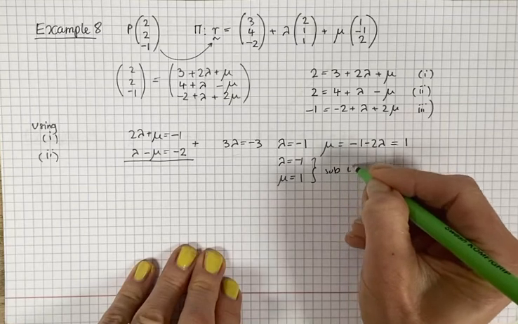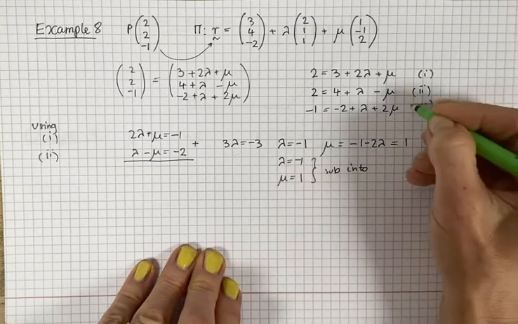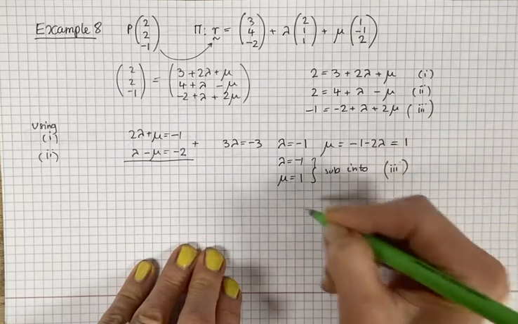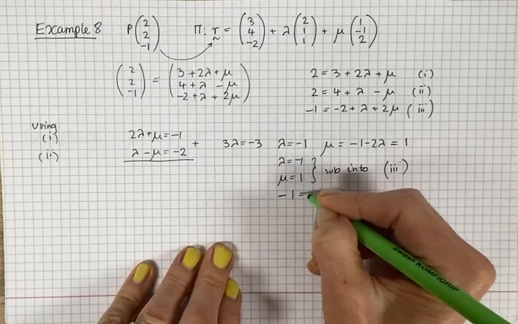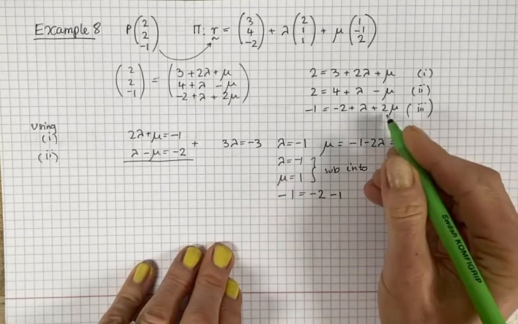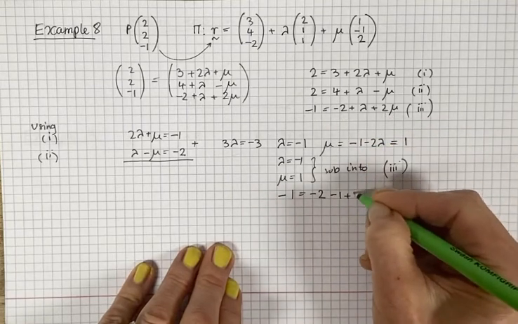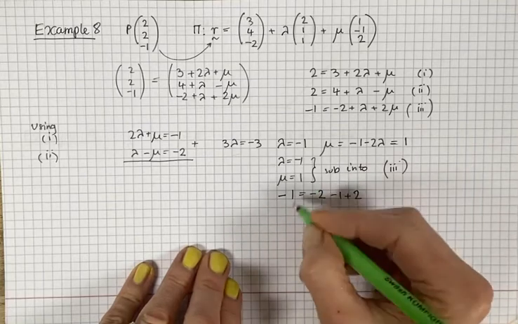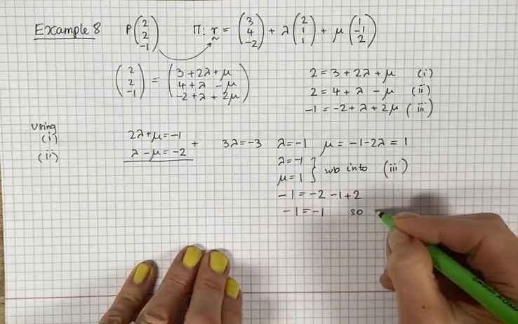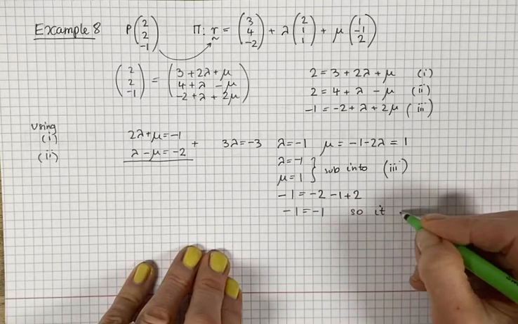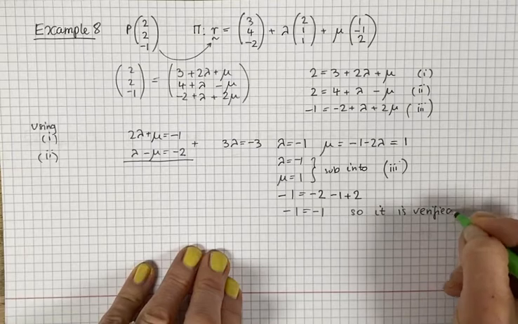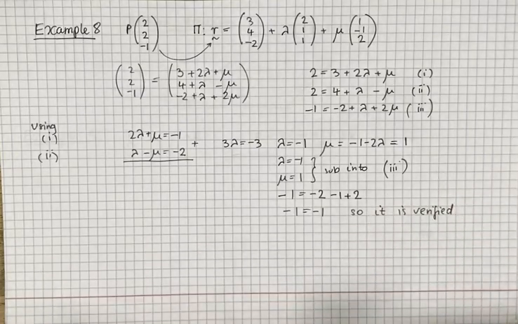Sub into equation I. Let's see what we get. Minus 1 is equal to minus 2 lambda, lambda is minus 1, mu is 2. So I'm going to get minus 1 is equal to minus 1. So it is verified. You could say that P belongs to that plane.